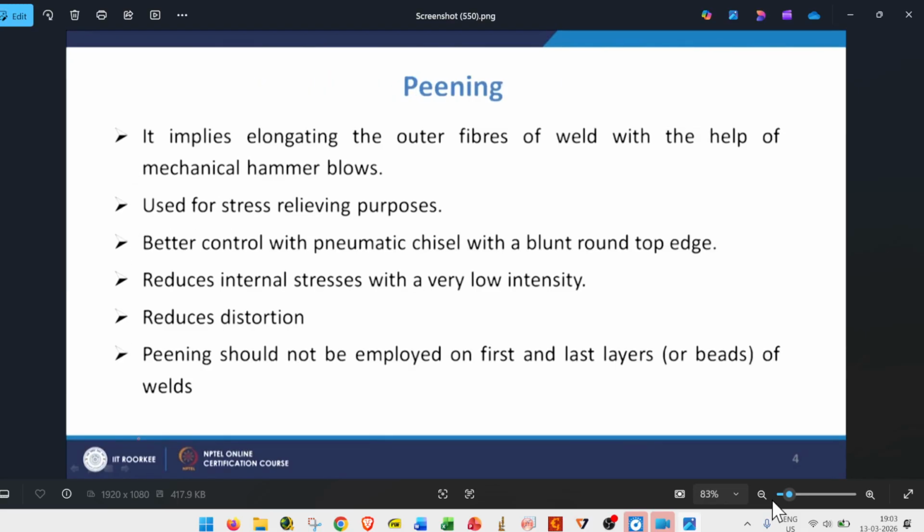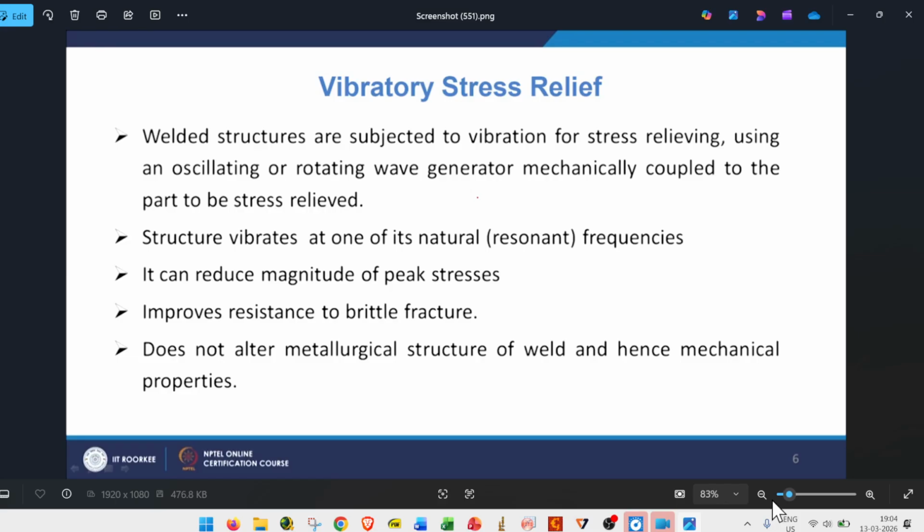So peening means we are hitting with the hammer on the surface of the weld joint so that stress relieving takes place. But we shouldn't give too much of it, otherwise it may get cold worked and the work becomes much harder. So we have to do it in a certain way. Next is the vibration stress relief. Here we provide natural frequency vibrations that will release the stresses in the material and improve the resistance to brittle fracture.